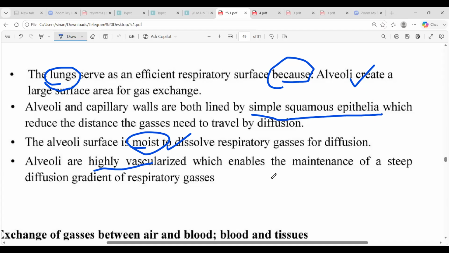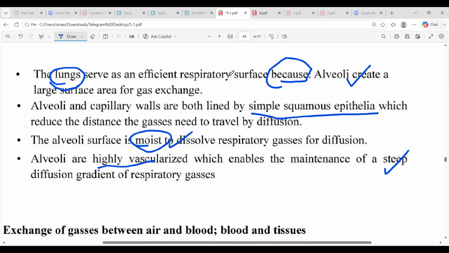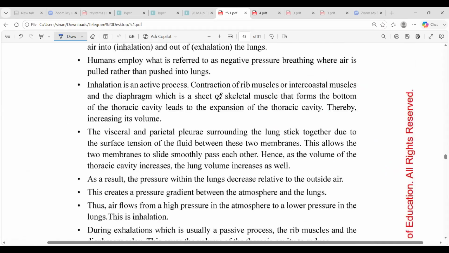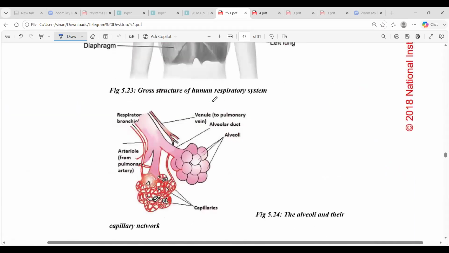This enables the maintenance of a steep diffusion gradient of respiratory gases. This is allowing a steep diffusion gradient for what? Respiratory gases. So you all have to write this as the characteristic of the respiratory surface of humans. Okay, whenever they ask the characteristics of respiratory surfaces in general, you all have to write the ones we studied earlier.